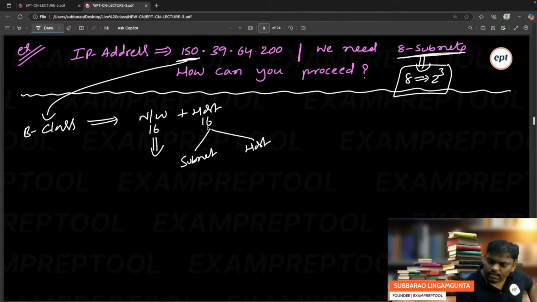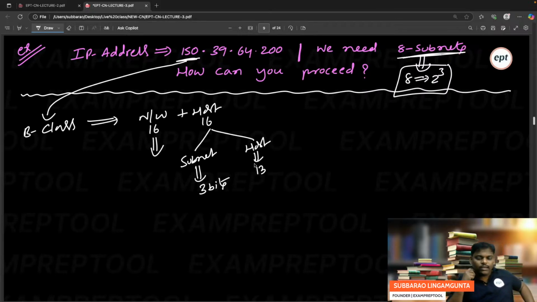The 16 bits, you have to divide into subnet purpose and host part. Subnet purpose, 3 bits required. Host purpose, 13 bits required. Out of 16, remove 3. So 16 minus 3, so 13.